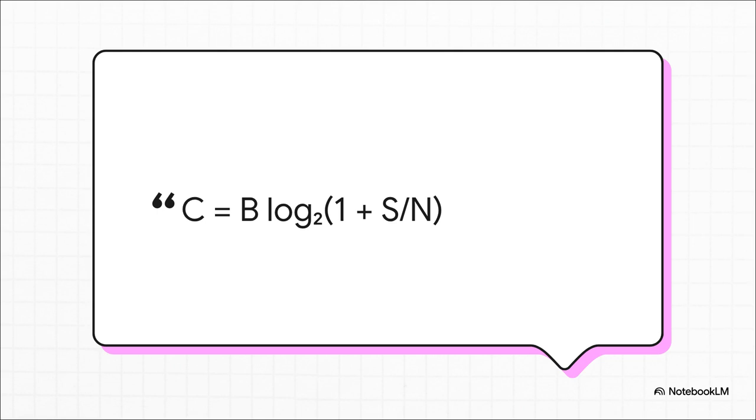It says your max speed, C, is set by two things: your bandwidth, B, how wide is that highway, and the signal-to-noise ratio, S/N. Basically, how loud is your message compared to all the background chatter. This is it, the ultimate, unbreakable speed limit for data.